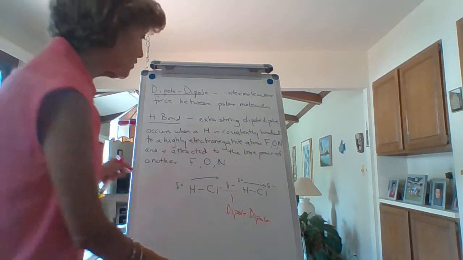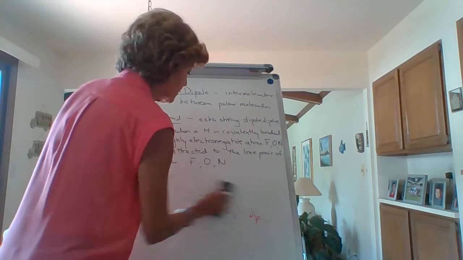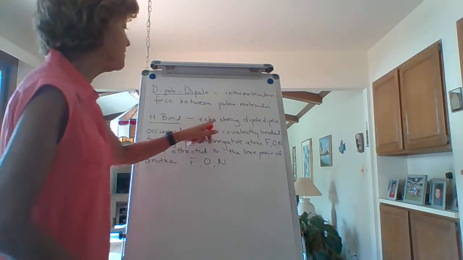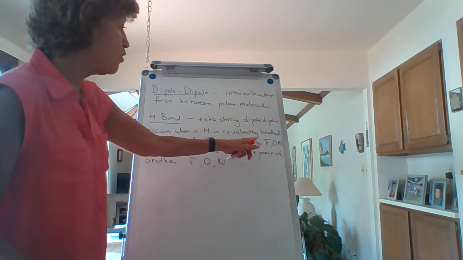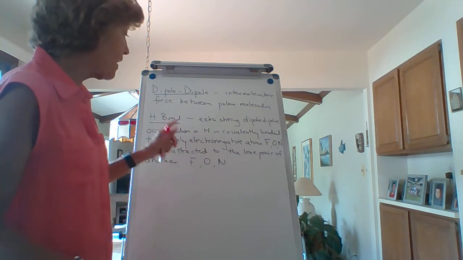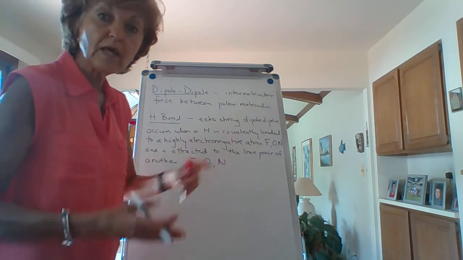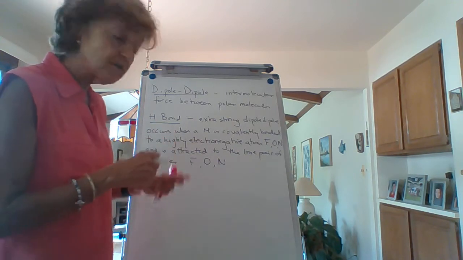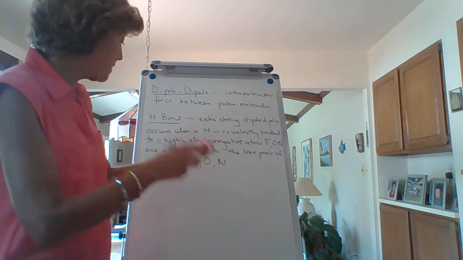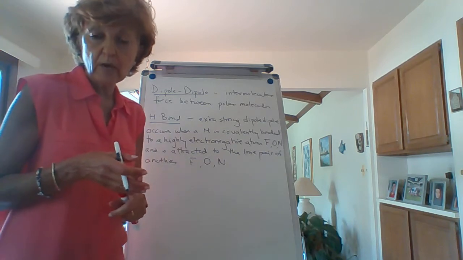All right, so let's take a look at the definition of hydrogen bond. A hydrogen bond is an extra strong dipole-dipole that occurs when a hydrogen is covalently bonded to a highly electronegative atom like fluorine, oxygen, or nitrogen. And then that hydrogen is attracted to the lone pair of another FON.